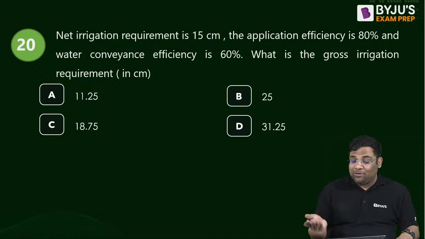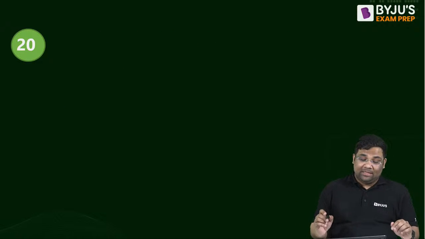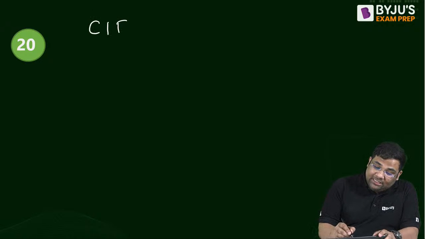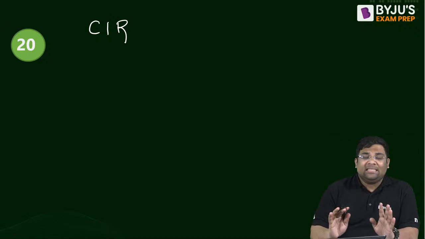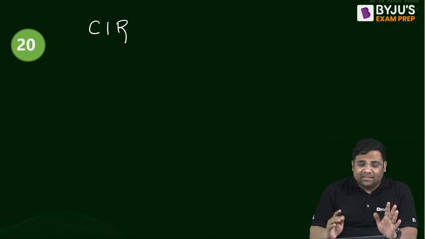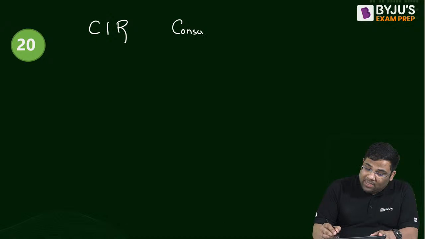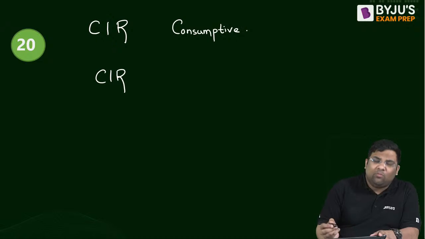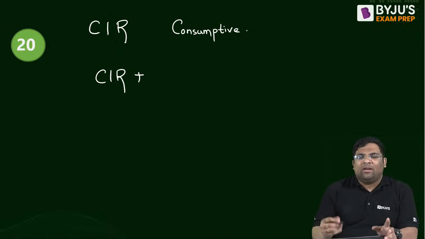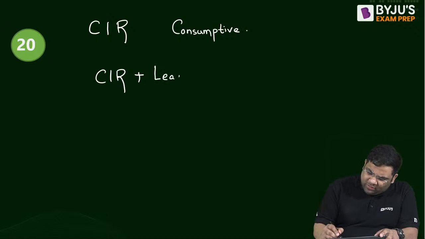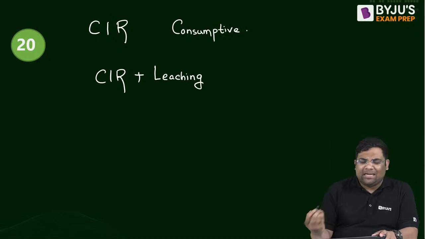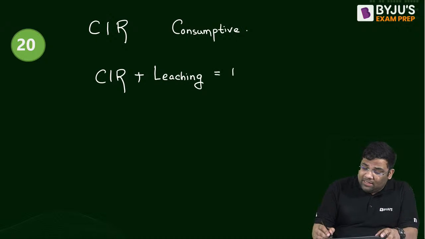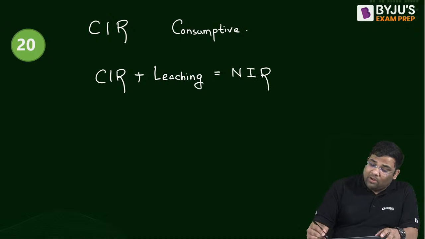This question you will answer after I explain some things. This is known as the consumptive irrigation requirement, CIR. This is the actual irrigation requirement by the plants. Now, in addition to this CIR, you will require some more water for leaching and other purposes, processing and all. That is known as the net irrigation requirement.